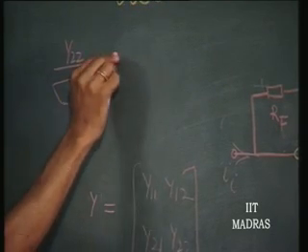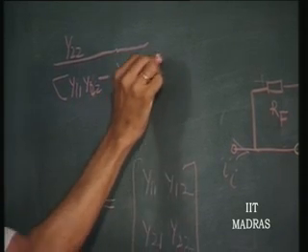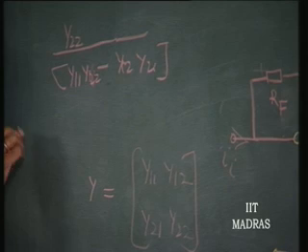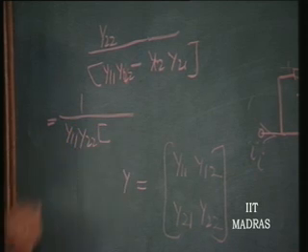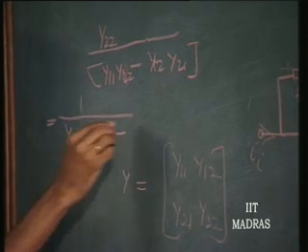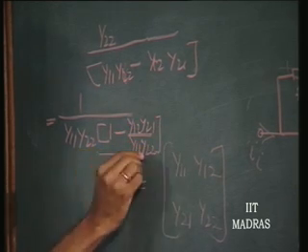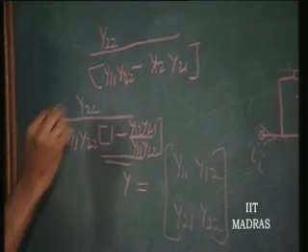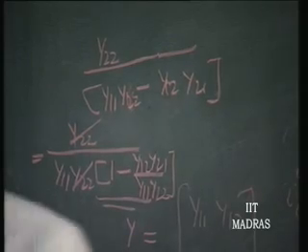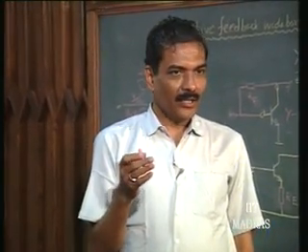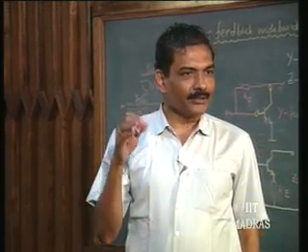y11 y12 minus y11 y22 minus y12 y21, okay. If you take this out, 1 by y11 y22, okay, 1 minus y12 y21 by y11 y22. Is this understood? Okay. So, y22 will get cancelled with y22. 1 by y11 is the original Z parameter, right. Short circuit impedance, that is all.